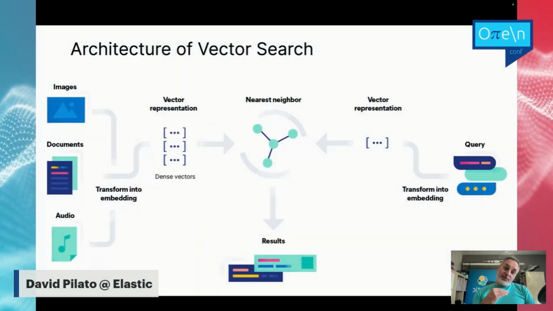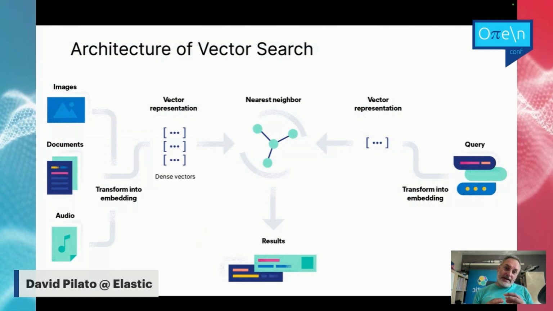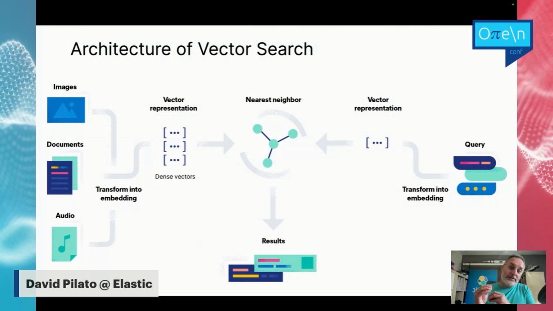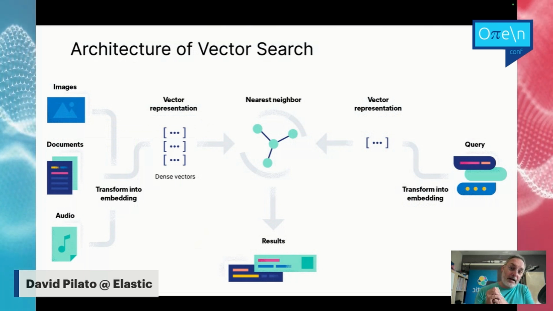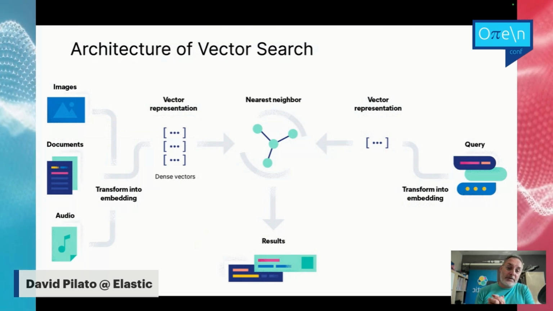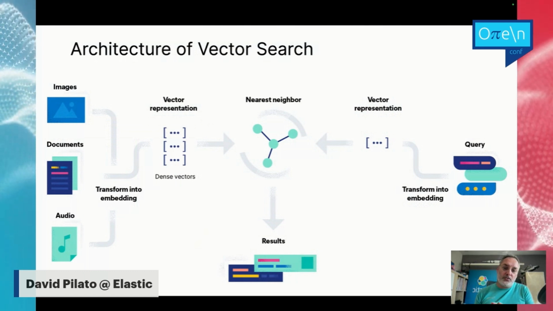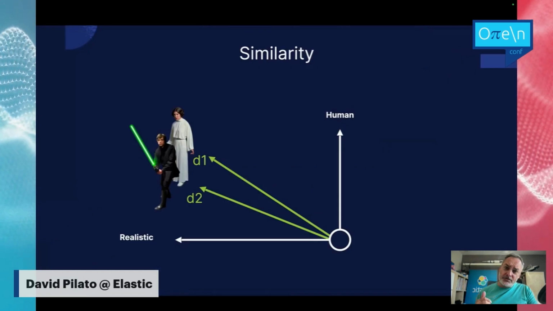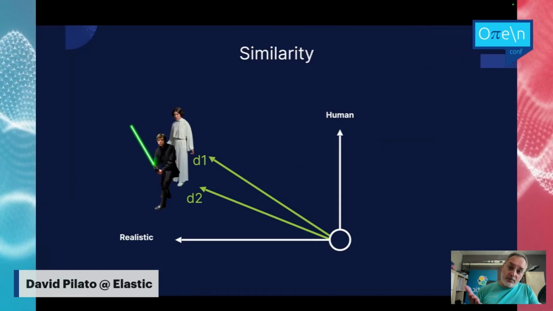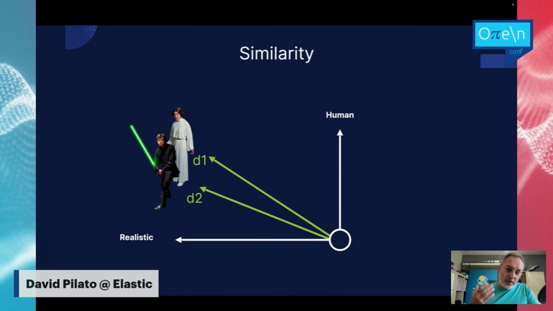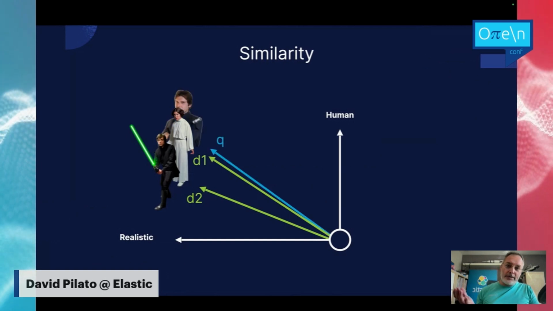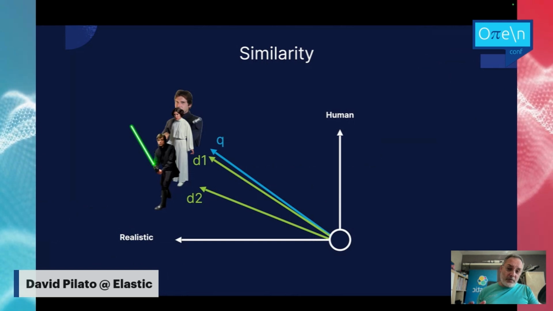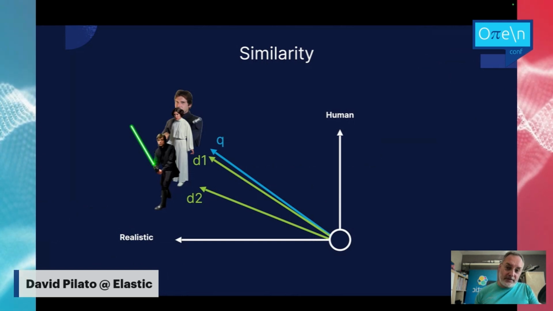So then you have your vector representation, and the goal is to compare the vector representation of the query to all the vectors that you have indexed previously, find the nearest neighbors, and then show the results to the users. Remember what we did previously? We indexed Princess Leia and Luke Skywalker, and we wanted to search for Han Solo, for example. How do we do that? We need to compute a similarity of the vectors.